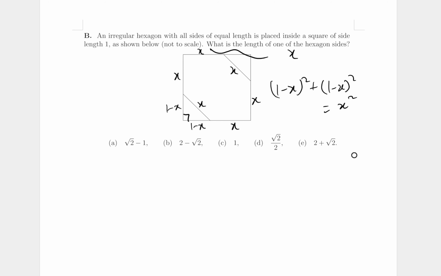So that is 2 times (1 minus x) squared, right? So, 2 minus 4x plus 2x squared equals x squared. Okay, that shouldn't be the hardest thing to solve. So that becomes x squared minus 4x plus 2 equals 0.